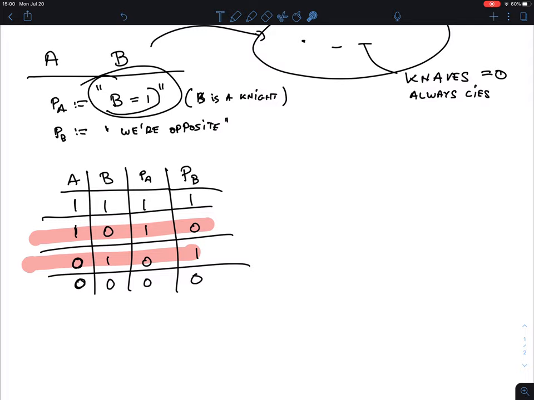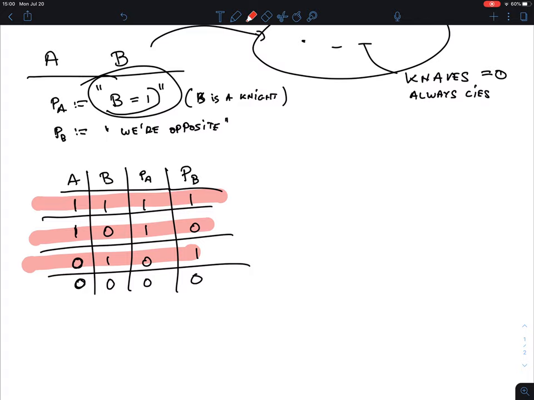Okay. So PB is a true statement. We are opposite. So remember, this is now a true statement, right? This is what it says. One means that this is a true statement. We are opposite. Is this the case? Now we check. No, that's not the case, because they are the same. Okay, so also this has to be ruled out.